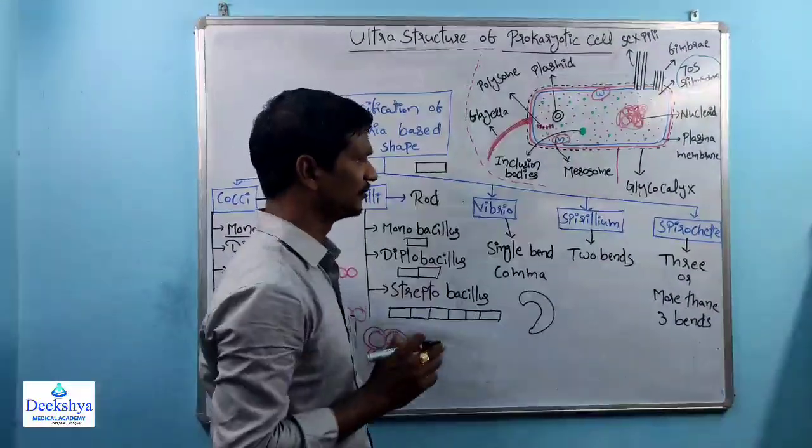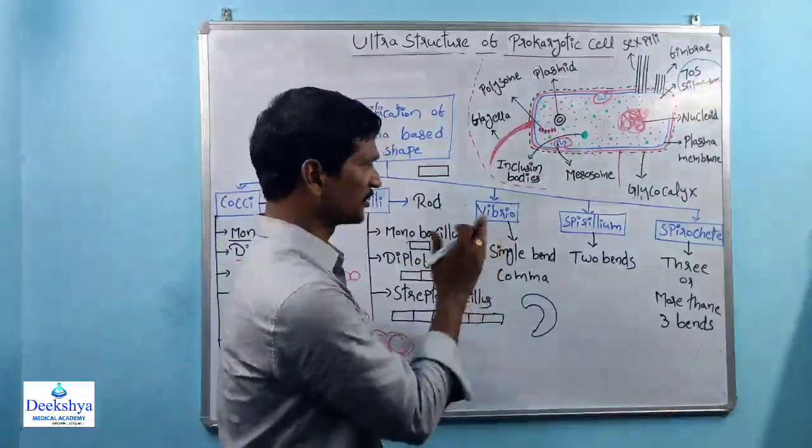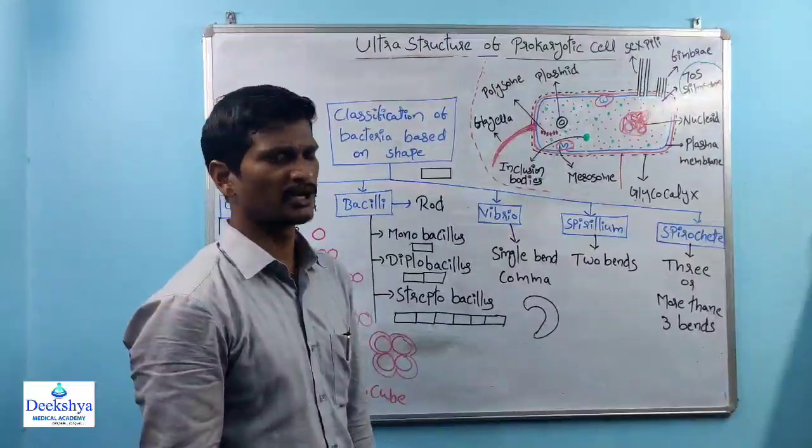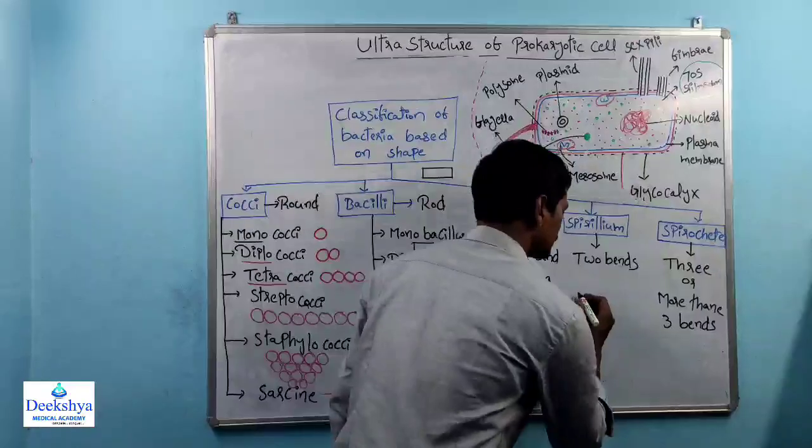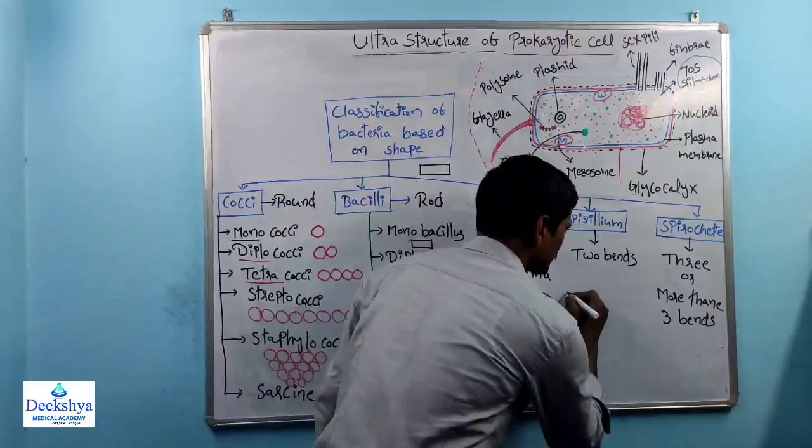So that is about the Vibrio. And coming to the next one, the Spirillum. Generally, the Spirillum bacteria body contains two bends. Here, only one bend is there.